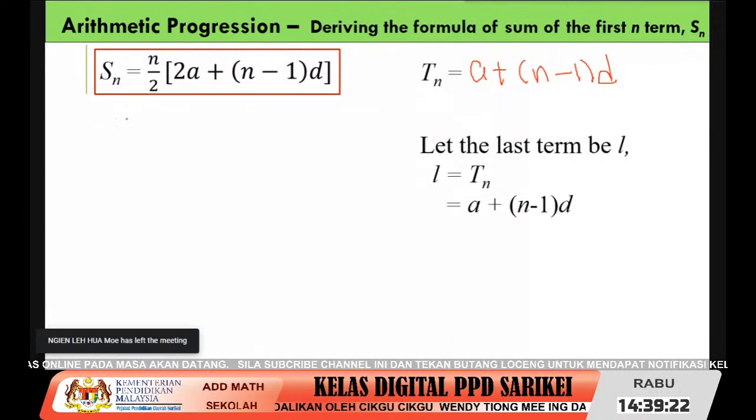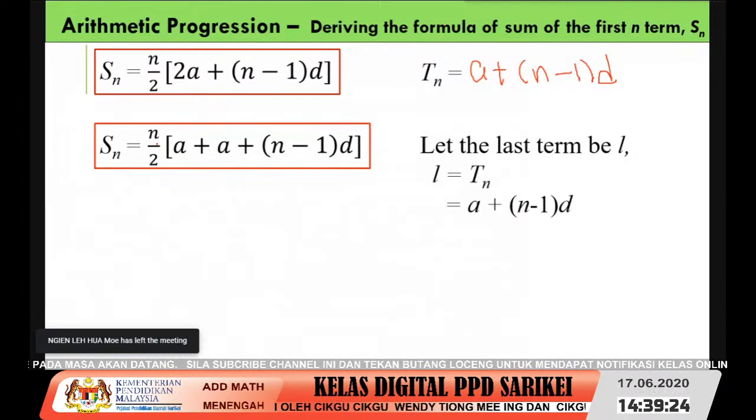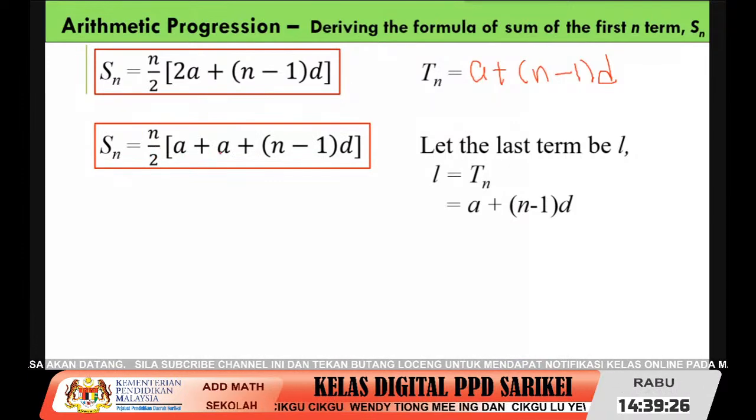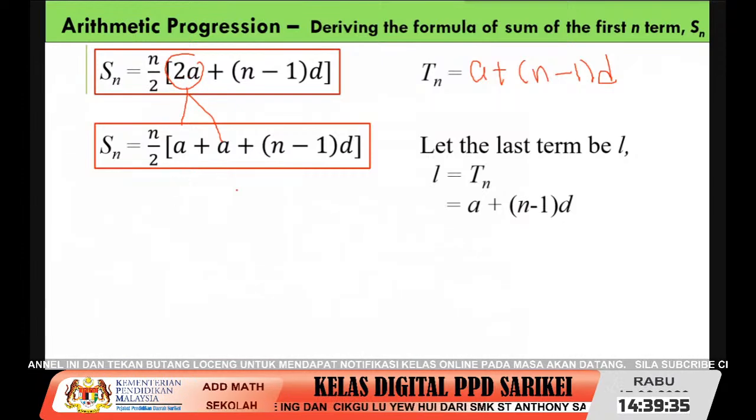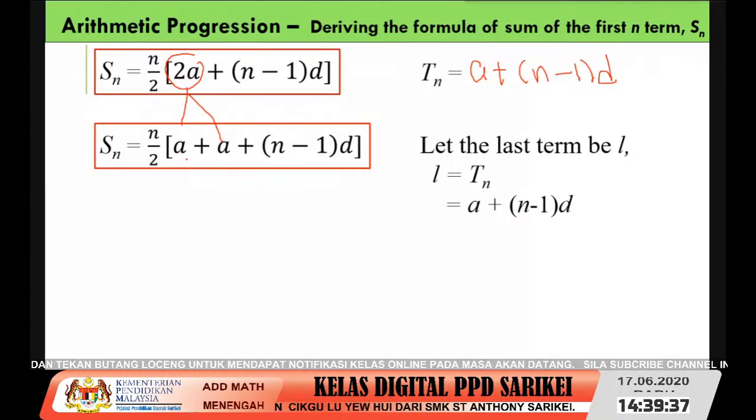So Sm equal to n over 2, a plus m minus 1d. These 2a, I separate it into 2. 2 apples is 1 apple plus 1 apple. So it's a plus a.